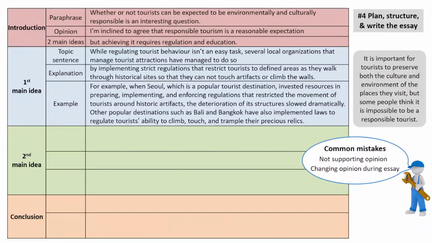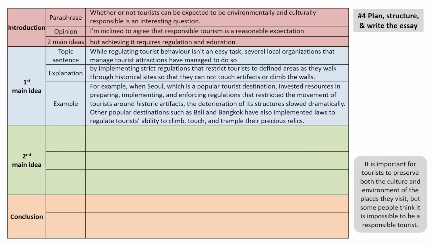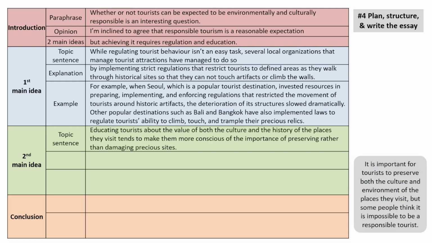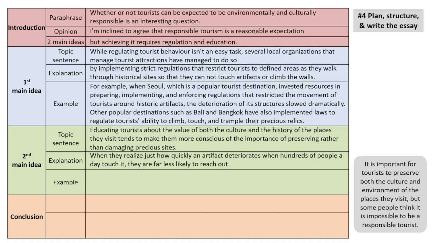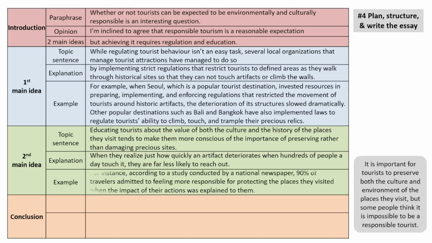Now we follow exactly the same pattern for the second paragraph. We have our topic sentence that identifies what the paragraph is about. Then we have our explanation, explaining what we mean to our 10-year-old examiner. And then you finish off that paragraph with an example that's relevant to the point you're making.